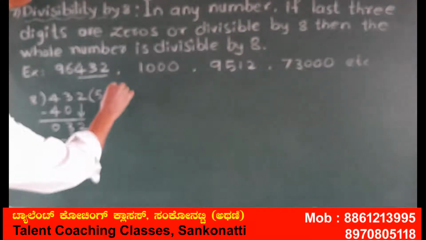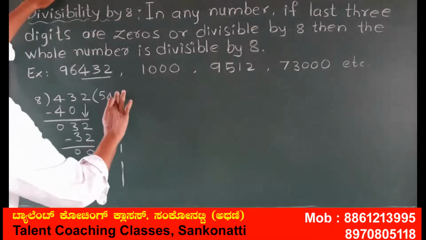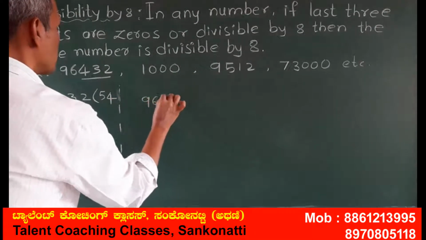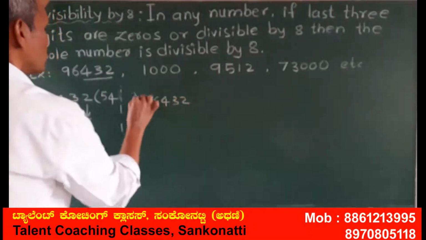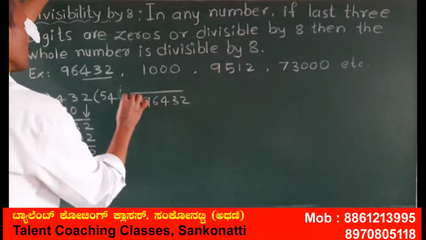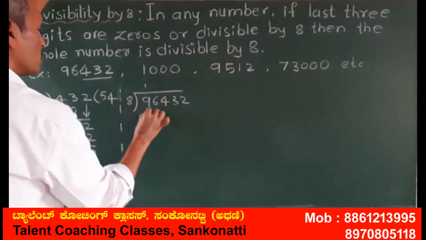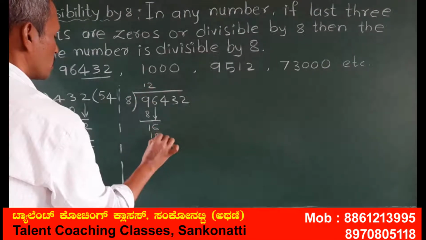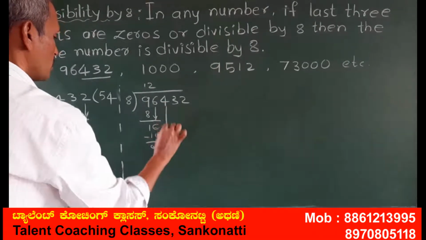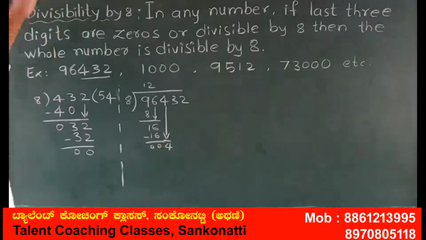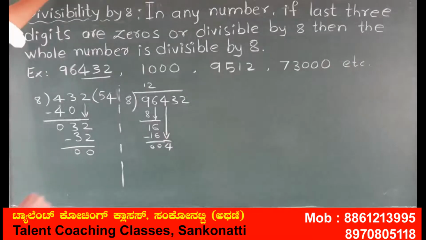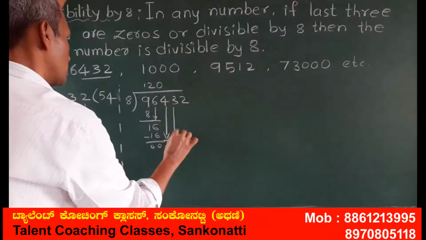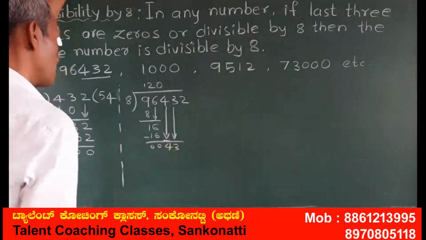Now we will check this divisibility by 8, whether it is divisible by 8 or not. 9, 6, 4, 3, 2 divided by 8. 8 ones are 8. Now it becomes 16. 8 twos are 16. Becomes 4. In the 8 table 4 is not there and less than 4 also not there. Write 0, take the next one down, becomes 43.